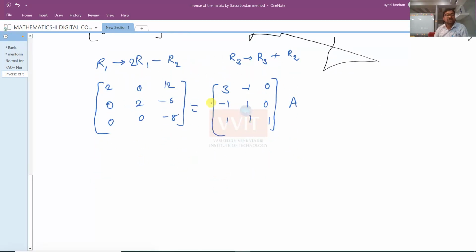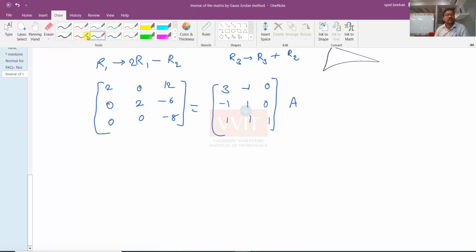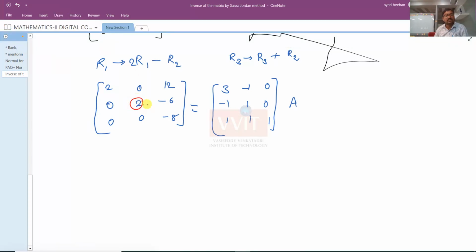Now my control will jump from here to here. Now what I'm trying to do is update R1 with the help of R3, and update R2 with the help of R3. How do I need to update? Let us check this here. Here is minus 8. Here is 12.